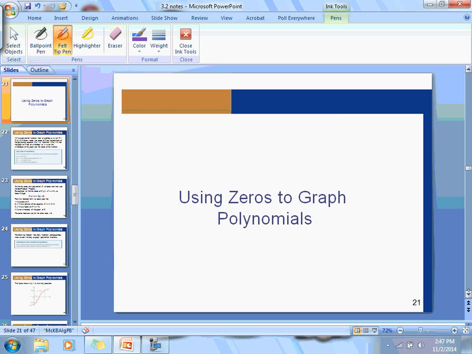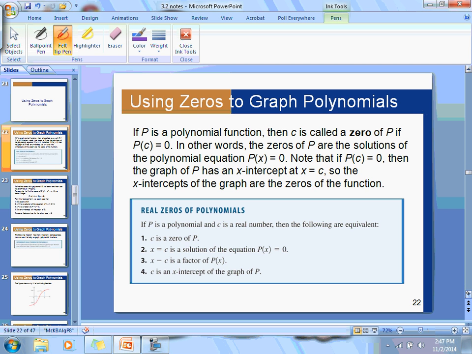Okay, and along those lines, we're going to talk about the zeros. The zeros of a function are basically just the solutions of a function. And we have already dealt with this in lots of different ways. When you solve a function by factoring and you find x equals whatever, that's your solution to the function because you've set it equal to 0 and you factored it.